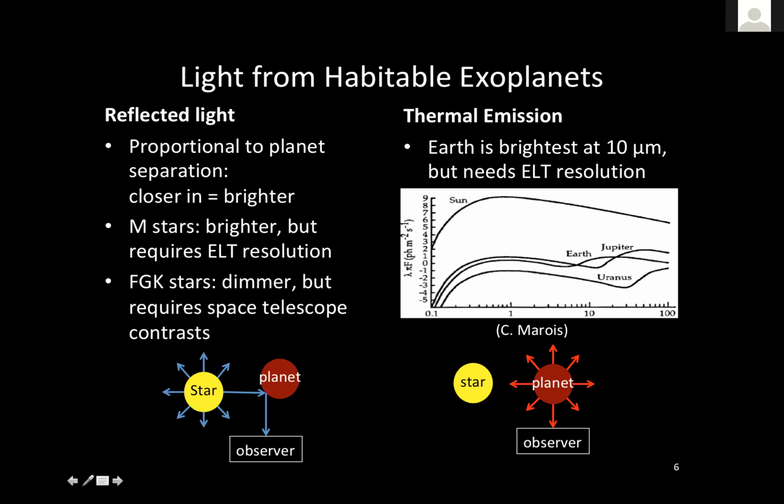But for the closer habitable zones around M stars, that planet is much closer to the star, and so it's much brighter in reflected light than the FGK habitable zone equivalent planets. And so with that, we can potentially reach it on extremely large telescopes in the next decade, plus or minus 50% of a decade. So for the rest of my talk, I'll focus only on that. Each one of these subjects would be an individual talk.